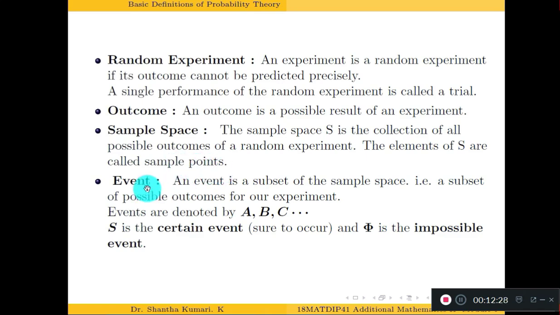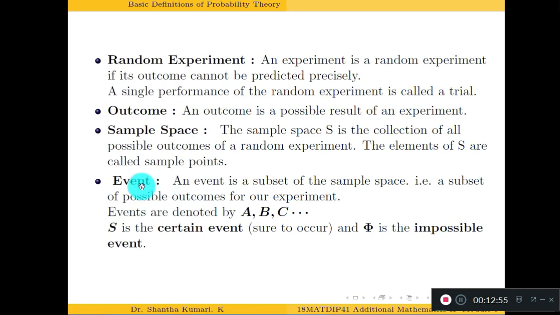An event is a subset of the sample space. That's why I gave you the definitions of subset before this. What is the meaning of subset? A is said to be a subset of B if every element of A is also in B. Same idea we use here. Event is a subset of sample space means every element of this event is also in your sample space.